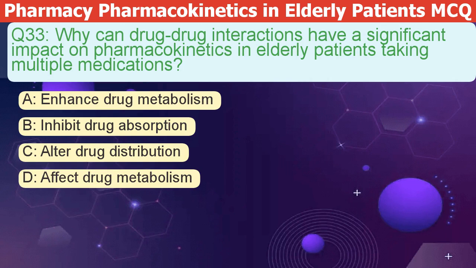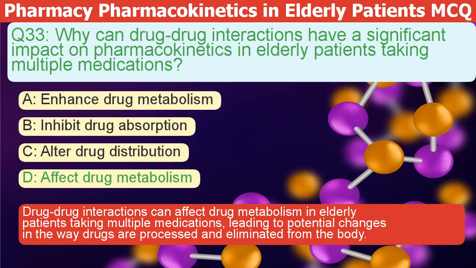Why can drug-drug interactions significantly impact the pharmacokinetics of elderly patients on multiple medications? A. Enhance drug metabolism. B. Inhibit drug absorption. C. Alter drug distribution. D. Affect drug metabolism. The correct answer is D.